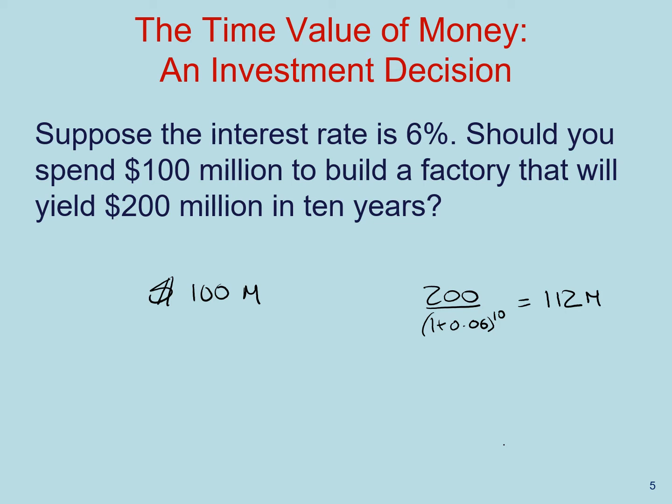In other words, if you wanted to get 200 million 10 years from today at an interest rate of 6%, you would need to put $112 million in your bank account today. Now, because 112 is greater than 100, it is beneficial in this case to invest the money and make 200 million 10 years from today. In present value terms, your profit would be 12 million.